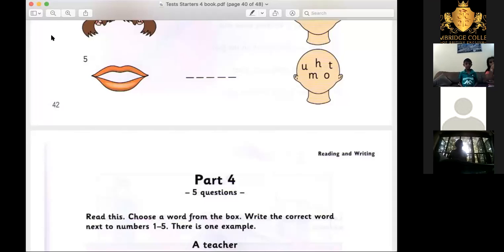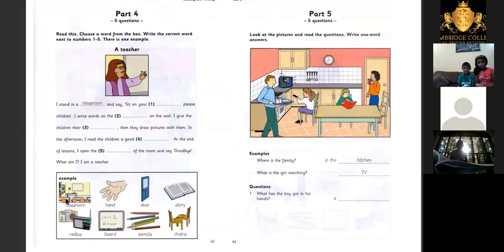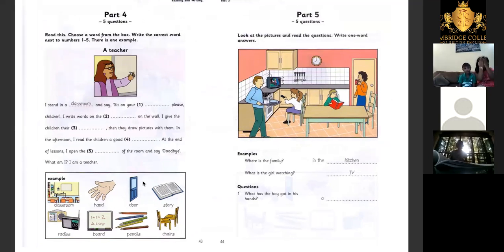Sorry for that. So let's start from part 4. Part 4, let's start. So today we are going to learn about a teacher. It's about a teacher. So let's start. Before we start to write the answers, we'll go through the questions. Sorry, answer words. Let's go through the answer words.